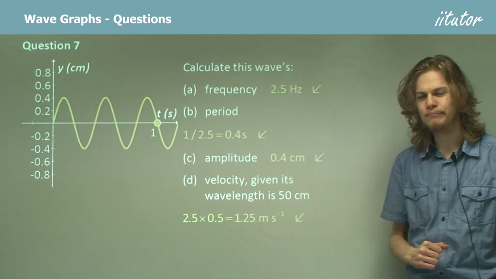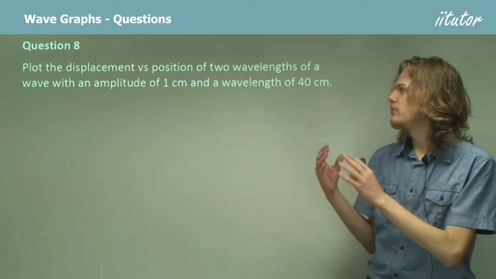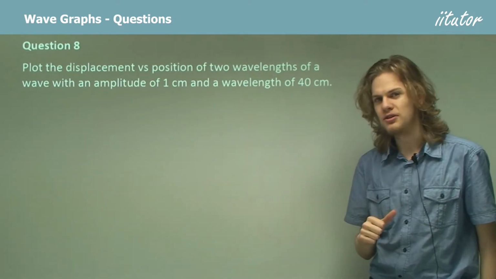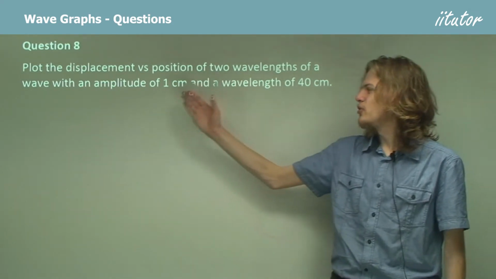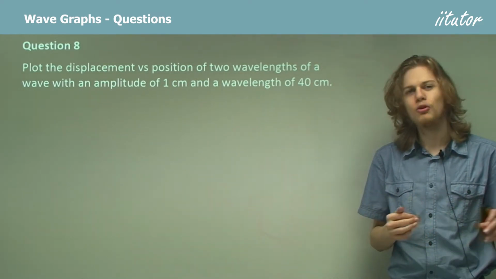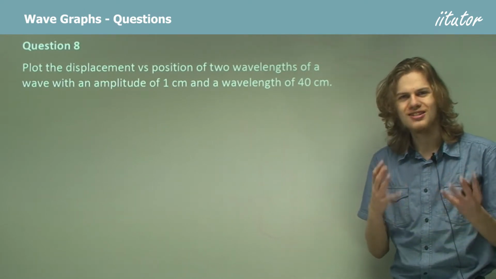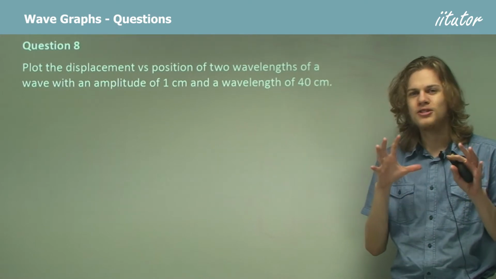Plot the displacement against position of two wavelengths of a wave with an amplitude of 1 centimeter and a wavelength of 40 centimeters. It's a bit of a handful. Now, displacement versus position says that we're not plotting anything against time, so we don't need to say how the wave changes. We're simply giving a freeze frame or a snapshot of what the wave appears to look like at a particular point in time.